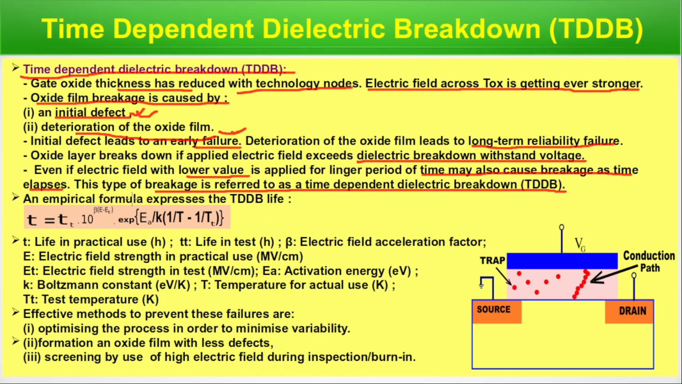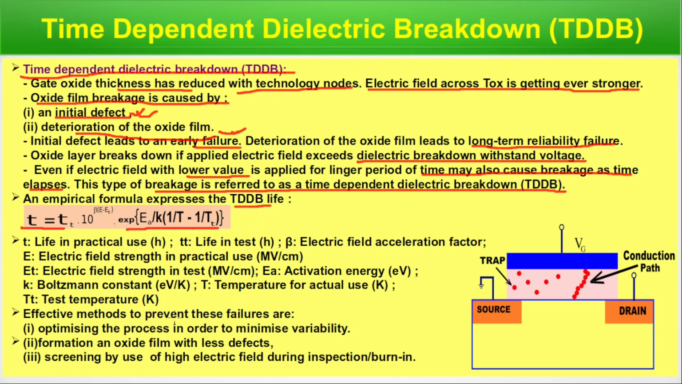There is an empirical formula which describes the TDDB life, how long it will take. T life in practical use, T life in test, beta the electric field acceleration factor, and E the electric field strength in practical use and in test, activation energy, Boltzmann constant, temperature for the actual case. So from this equation we can easily realize that temperature dependency is there and time dependency is there. So TDDB is, as the name suggests, a time dependent phenomenon.